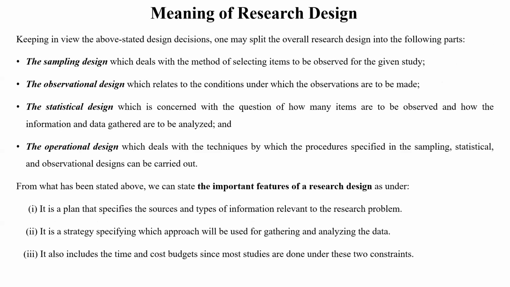Meaning of research design. Keeping in view the above stated design decisions, one may split the overall research design into the following parts. First, sampling design. Second, observational design. Third, statistical design. Fourth, operational design. Sampling design deals with the method of selecting items to be observed for the given study.